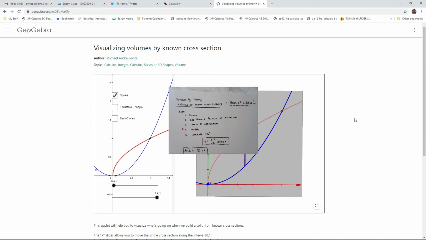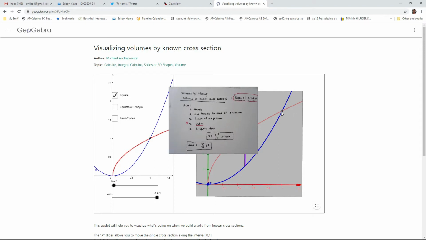All right, so we're going to talk about volumes by slicing, or as it's also known, volumes of known cross sections. And your keywords here are when you see base of a solid. That's when you know you have to use volumes by slicing. And the steps I'm going to go over again.